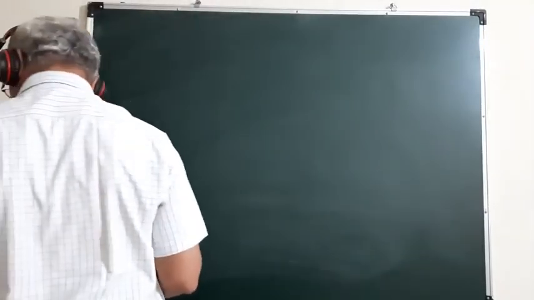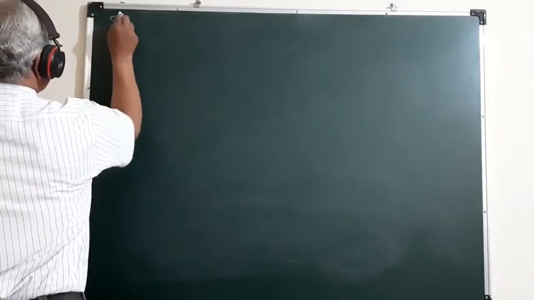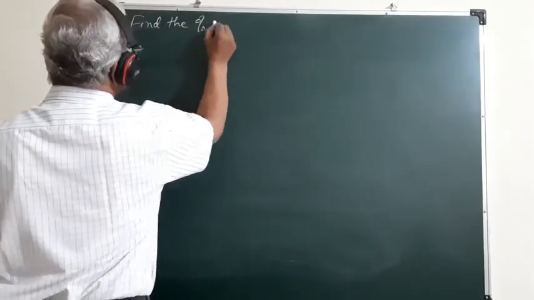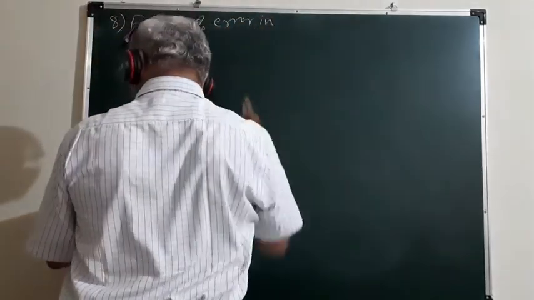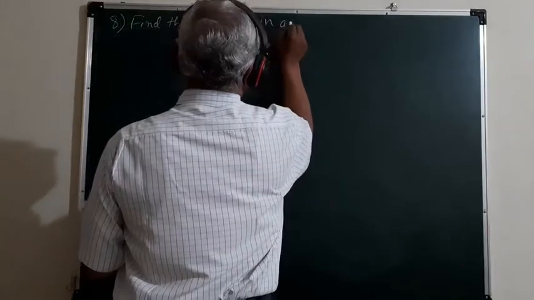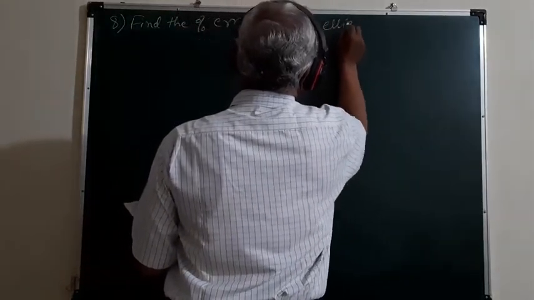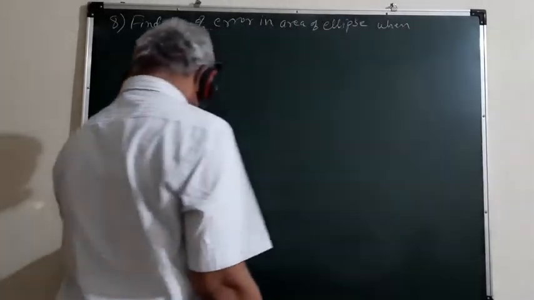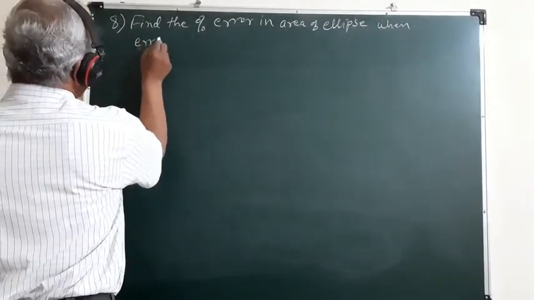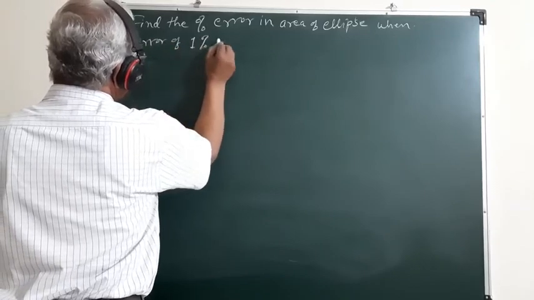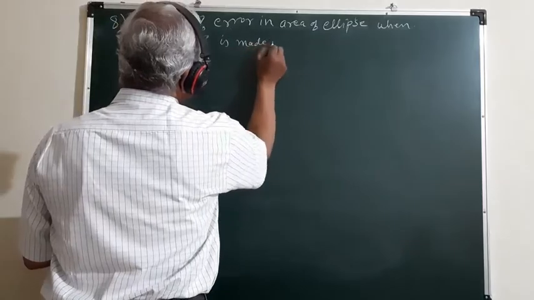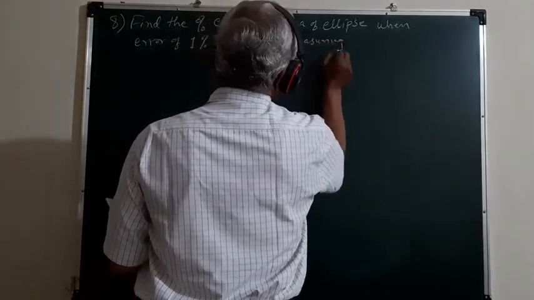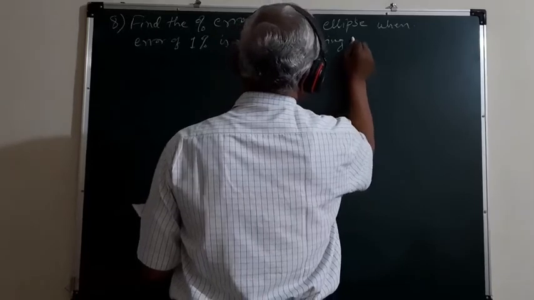Next problem is: find the percentage error in the area of an ellipse when an error of 1% is made in measuring the major and minor axis.